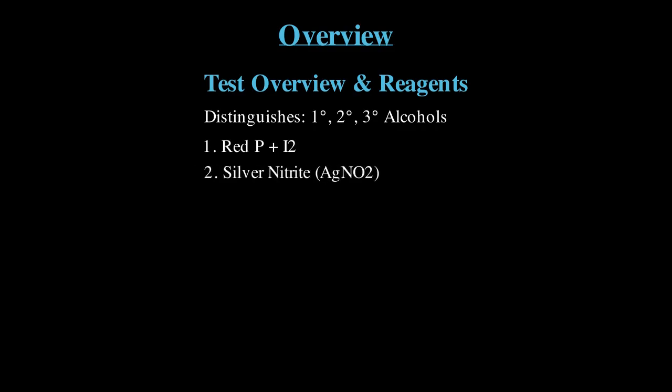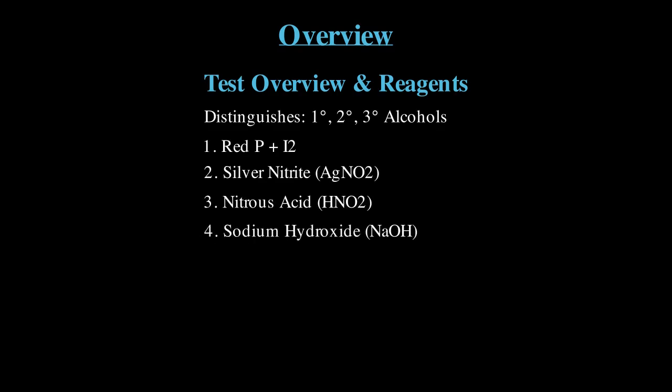Let's begin. So, who was Victor Meyer? He was a famous German organic chemist. The purpose of his test is to distinguish the three classes of alcohols, 1 degree, 2 degree, and 3 degree. It works by a characteristic color change at the very end. The reagents we will use are red phosphorus and iodine, then silver nitrite. After that, we use nitrous acid, which is made from sodium nitrite plus HCl. Finally, we add sodium hydroxide. It's 3 chemical transformations, 1 color observation.